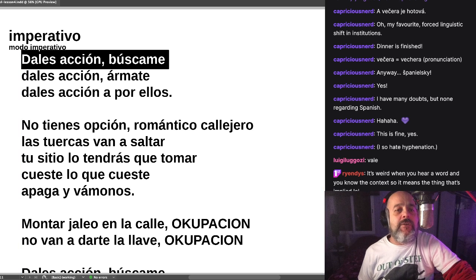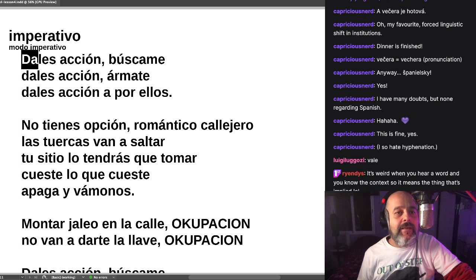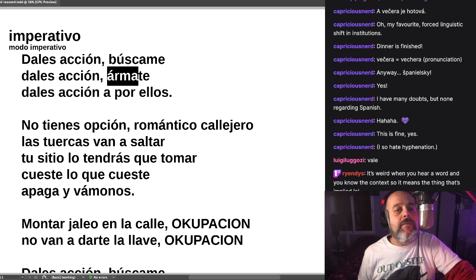So, dales acción. Give them action. And again, it's the imperative to give. So, give them. Dales acción. Give them action. Búscame. Again, look for me. Dales acción. Give them action. Ármate. Arm yourselves. So, armar, minus the accent, because of ármate. Same logic as before. Is to arm. But ármate is to arm yourself. So, give them action, arm yourself, give them action.